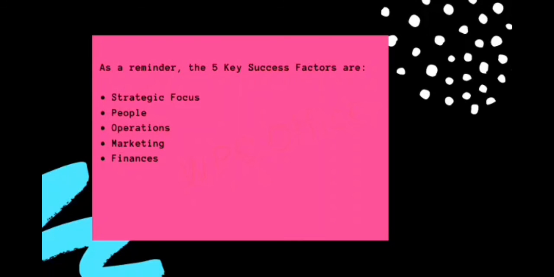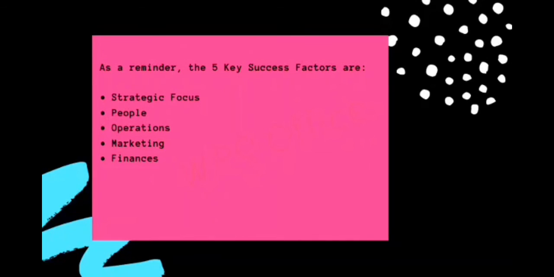The first one is the strategic focus. When we say strategic focus, it's focused on the leadership, the management, and the planning. Second one is people. When we say people, it focuses on the personnel, the staff, the learning, and the development. The third one is operations. When we say operations, it focuses on the processes or the work of the people.